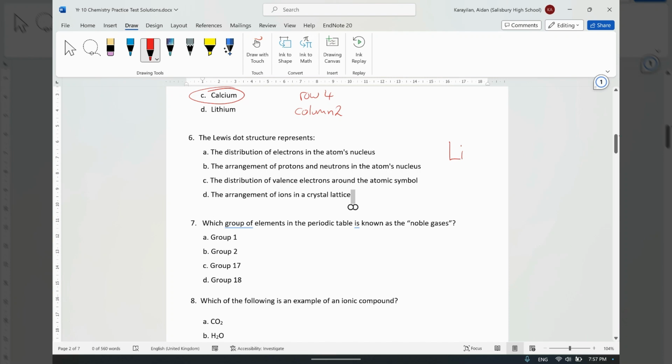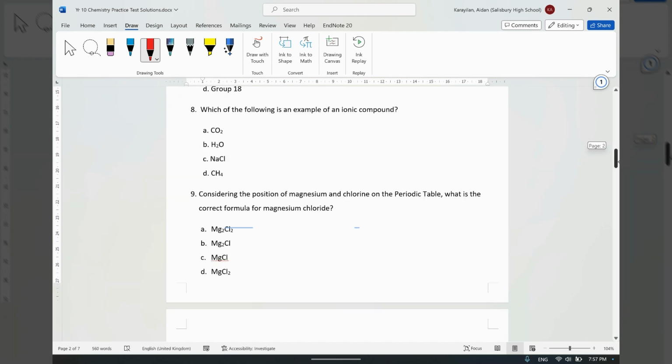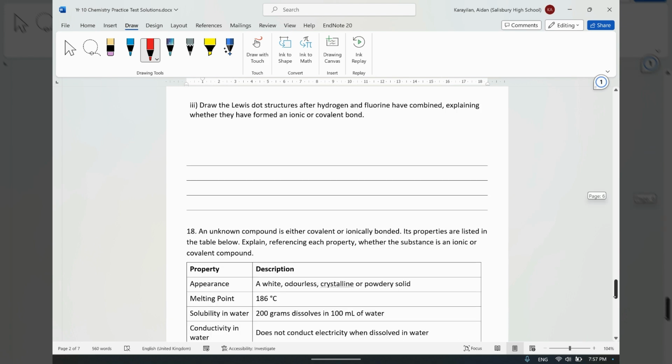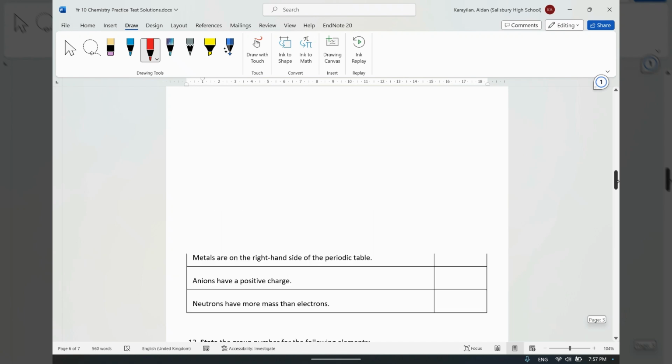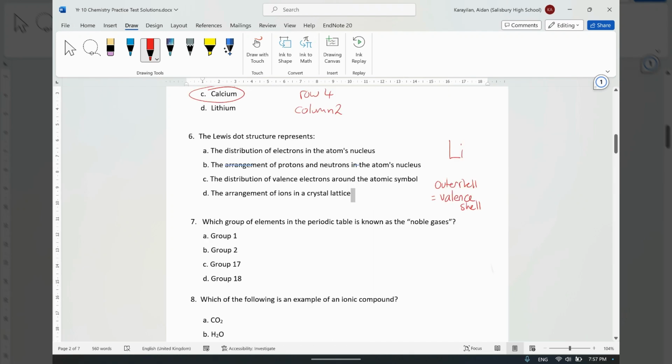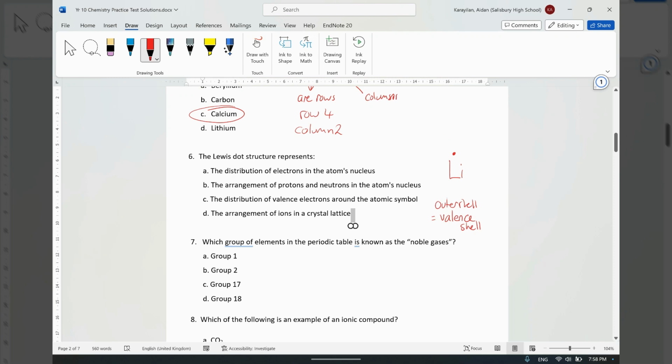So remember, outer shell is another name for valence, the valence shell. And in this case, with lithium, the number of electrons in the outer shell is, because it's in group 1, one outer shell electron. It has 1, 2, 3 in total, 2 in the first, 1 in the next shell, which gives us our one outer shell electron. So we would draw this like that.